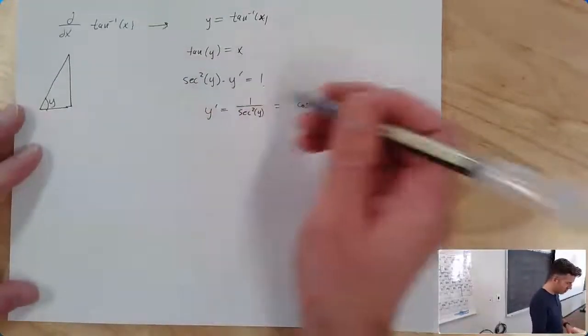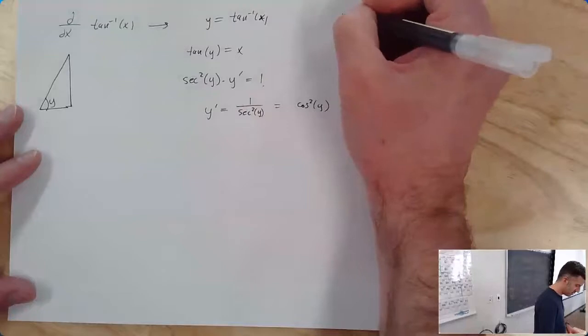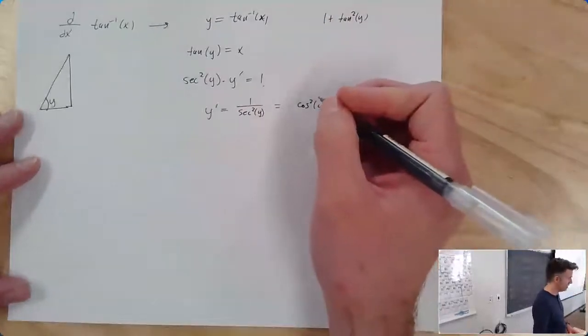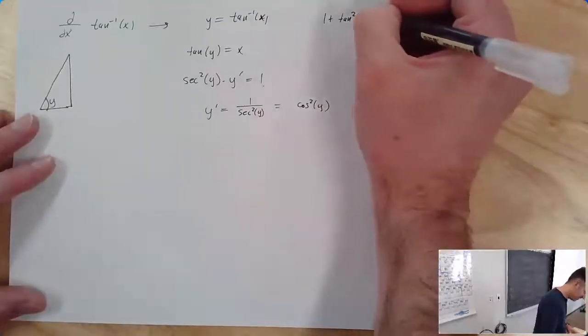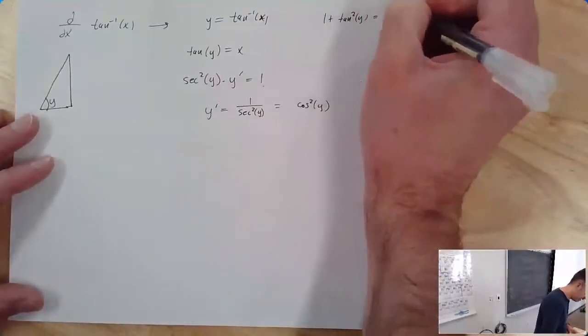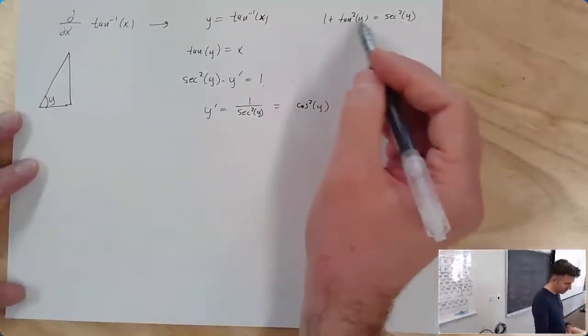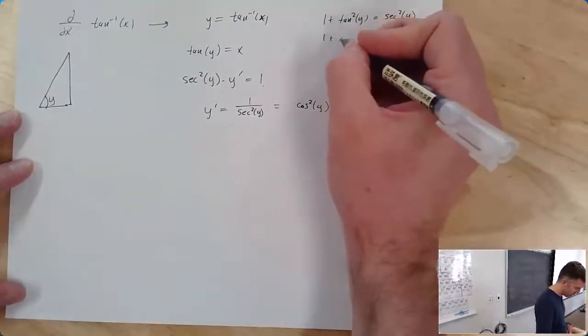The trig identity you could use is, hey, tangent squared of y plus 1, or 1 plus tangent squared, is equal to secant squared of y. So you could just say, oh, secant squared of y is 1 plus tangent squared, which is really 1 plus x squared.